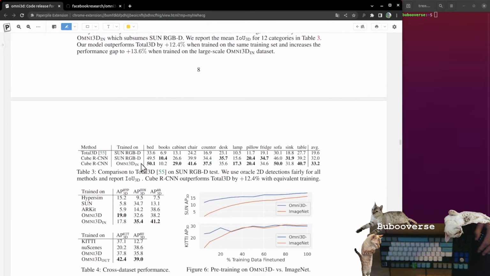Okay, more comparisons here. Total 3D, some other model. This is more of an indoor. So here they're on. Actually, this is the more interesting here. So Cube RCNN trained on just SUN RGB-D versus Omni3D, which has a couple extra datasets. So these two here are kind of directly showing you the difference in pre-training on a bunch of stuff.